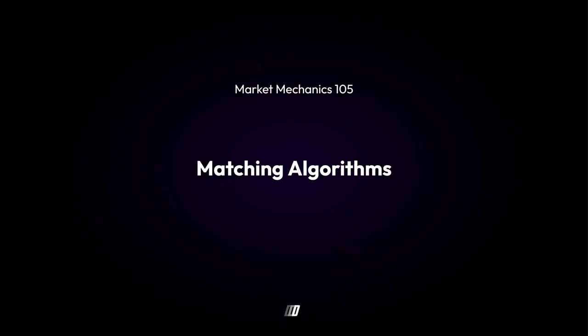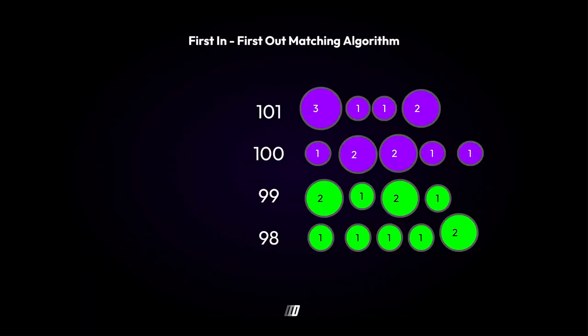Hi and welcome back to the Order Flow Mastery course. In this lesson of Market Mechanics 105, we'll get to meet different types of matching algorithms. The first one, as we know, is the first in, first out system.